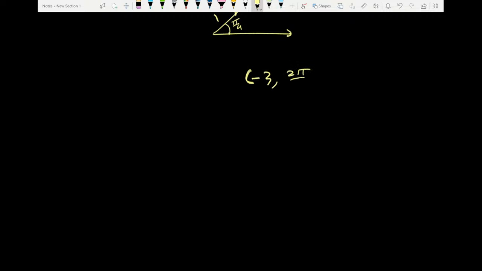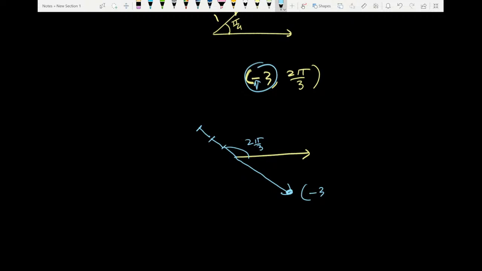(-3, 2 pi over 3). Well, for polar coordinates, always find the angle first. The angle is this way, right over here. 2 pi over 3 is right over here. And now how do you find 3? Here's 1, 2, 3. This is an arbitrary length. Because it's -3, it's going to go in the opposite direction. And that's your (-3, 2 pi over 3). Your final answer will have this.